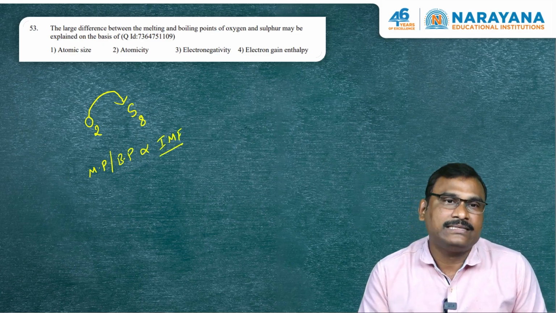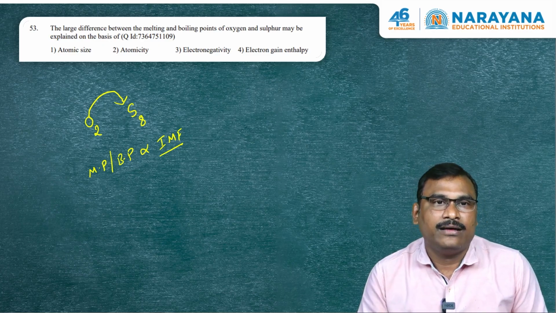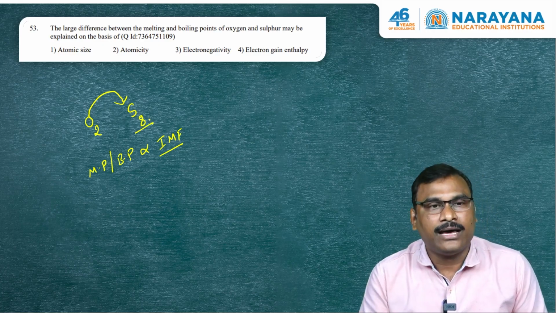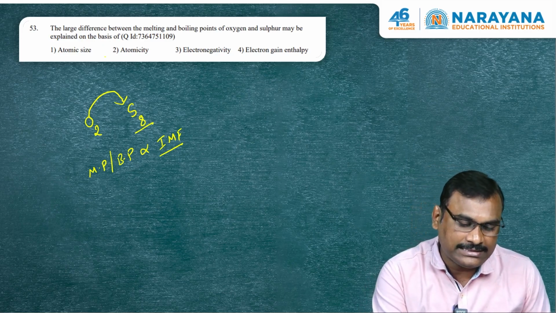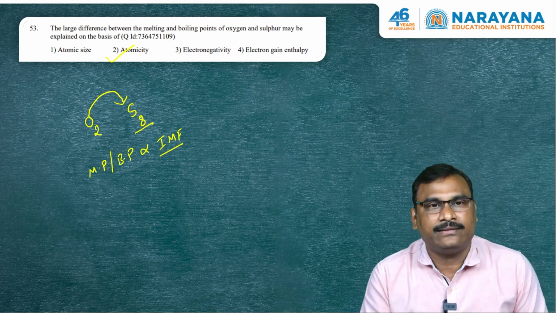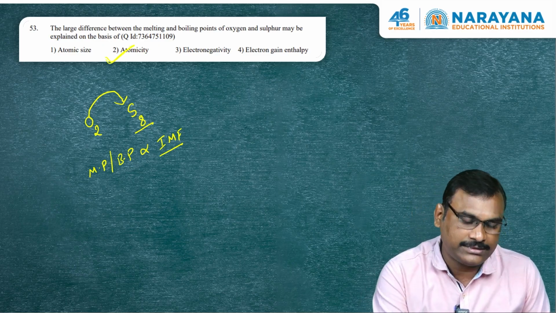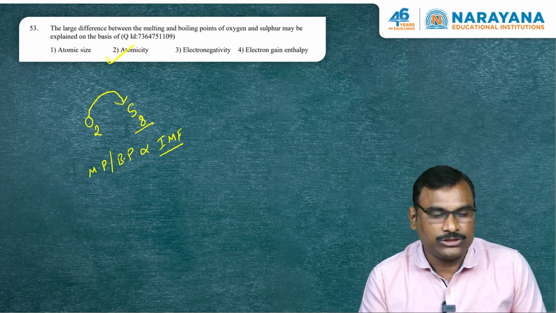This again depends upon size and mass of the species. Here the sulfur is octatomic, with large atomic mass as well as large size when compared to oxygen. Therefore, the atomicity is the reason for the large difference in the melting and boiling points of oxygen and sulfur. So, option 2 should be the correct one. Let us go for the next question, students.